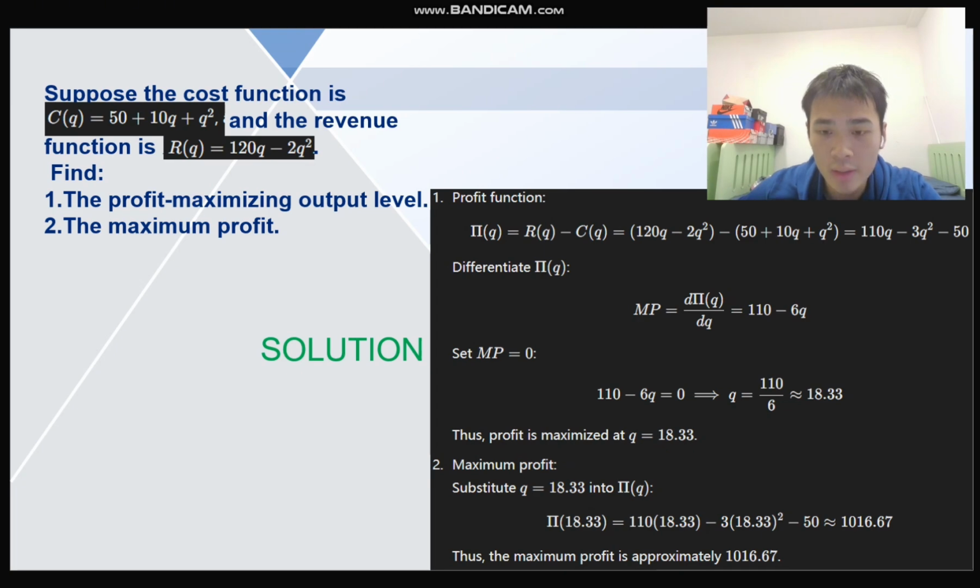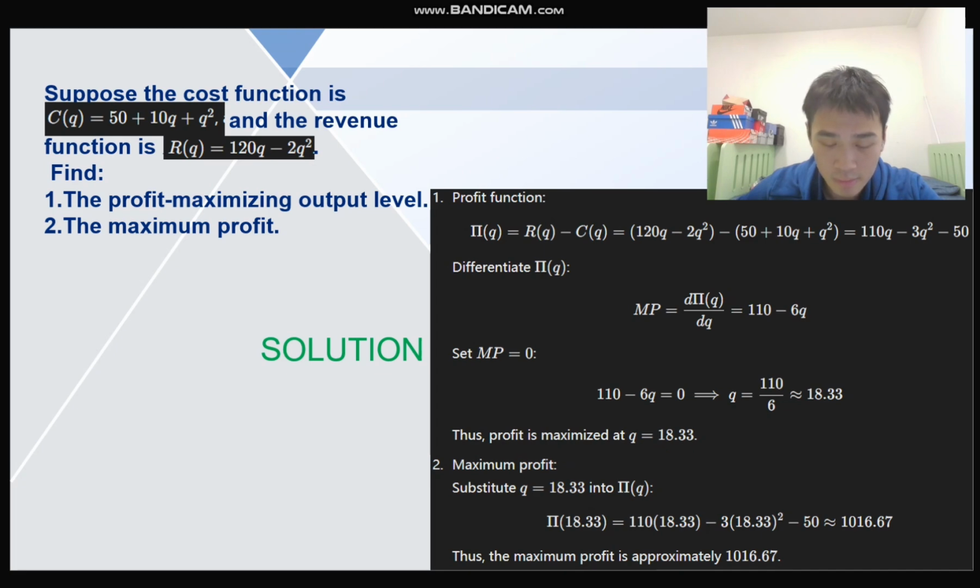So when MP equals 0, we can get that Q equals 110 over 6, which is 18.33. Thus, the profit is maximized at Q equals 18.33.